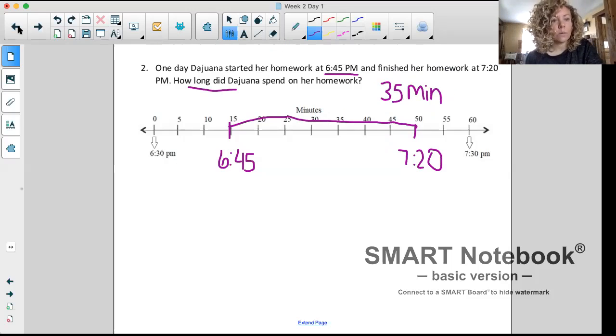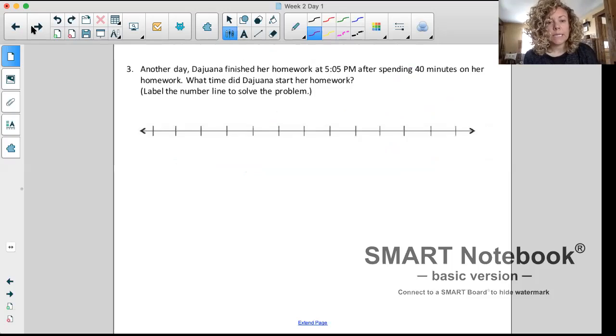All right, our last word problem. Another day, Dawana finishes her homework at 5:05 p.m. after spending 40 minutes on her homework. What time did Dawana start her homework? Label the number line to solve the problem. Okay, this time we know what time she finished. We don't know what time she started. So we can't start with our start time, which is what we did in the last two. We have to start with the time she finished. And we know how time works, and we're going this way. So we're going to start over here, the end of the number line.